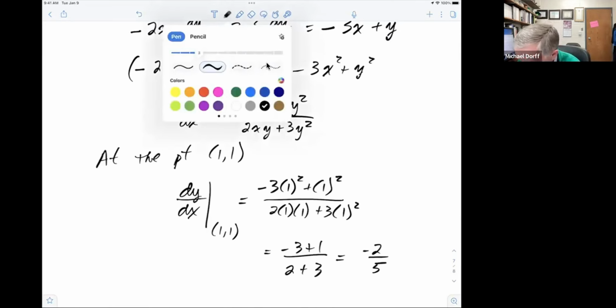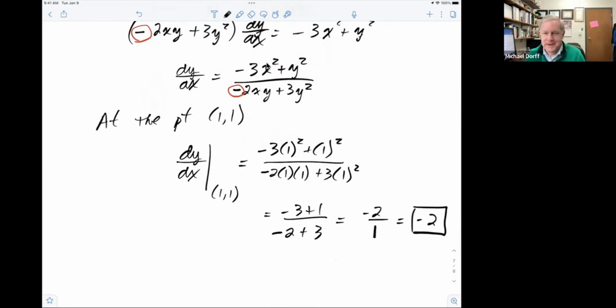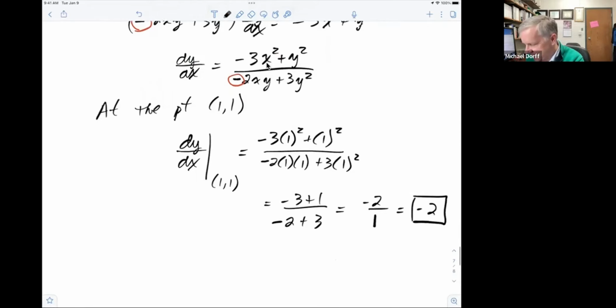Well, I made a mistake here. I had this negative here, but when I divided it, I didn't put that down. So that should be a negative, that should be a negative, that should be a negative. That means that here should be a 1, and we get negative 2 as the answer. Sorry, I make mistakes sometimes, but we corrected and fixed it up.